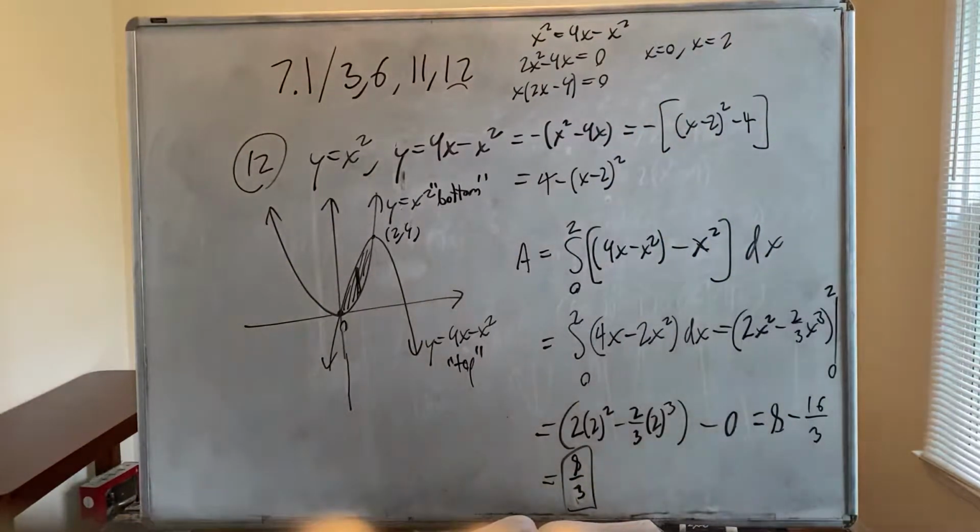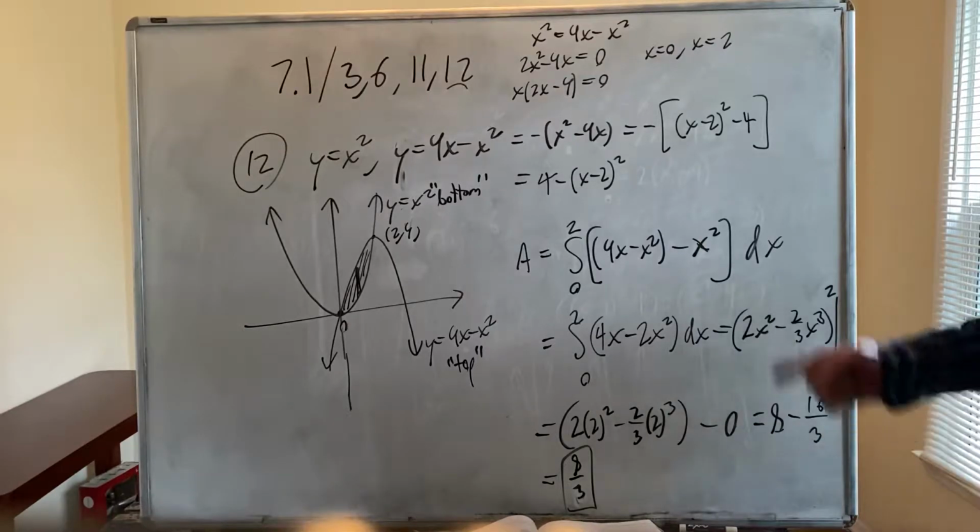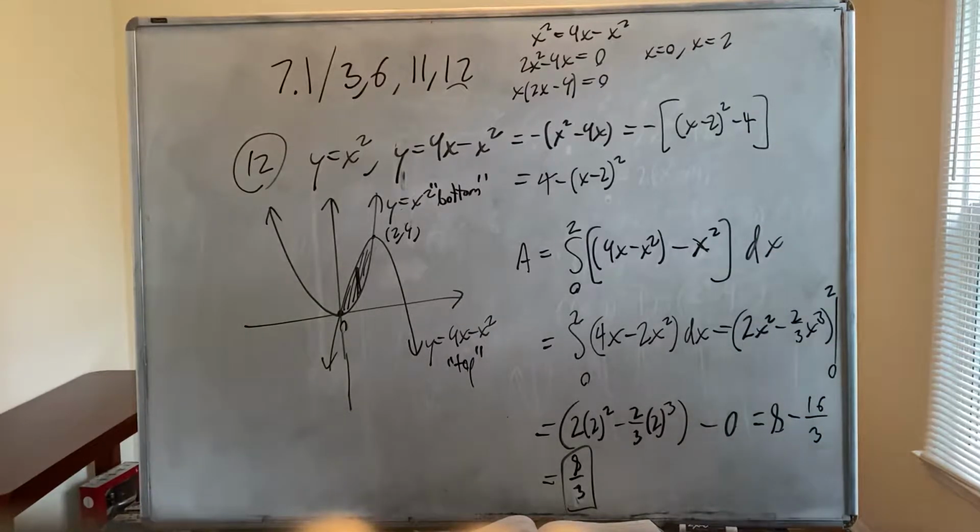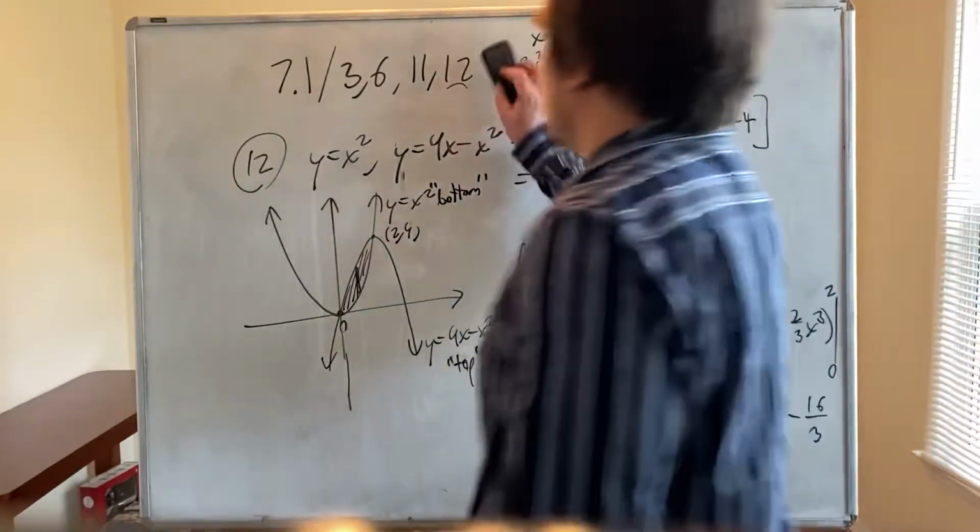24/3 minus 16/3 is 8/3, and that's the area. So the area of that shaded region is 8/3. So that's number 12, that's 7.1. So let's go to 7.2.